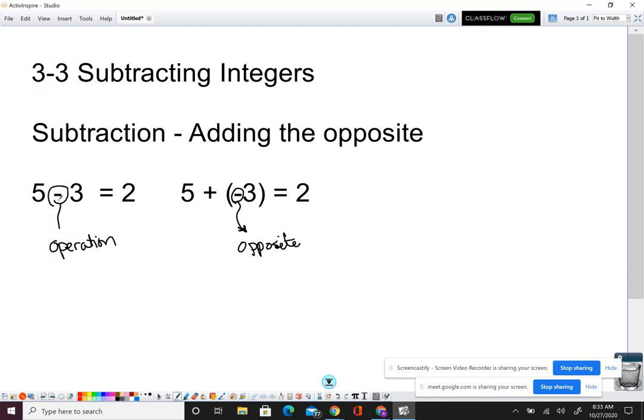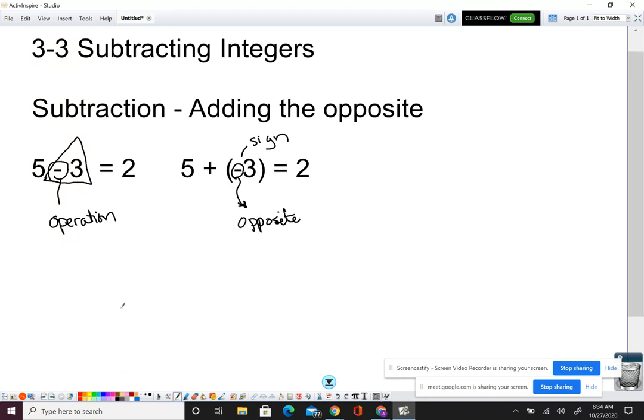So when we're subtracting, we're really just adding the opposite. So we're subtracting a positive 3 here, but we're adding a negative 3. I want you to start thinking about whatever the sign is in front of the number as not necessarily the operation, but the sign. So that we can be consistent when we start solving equations, we're always going to take that sign out in front.